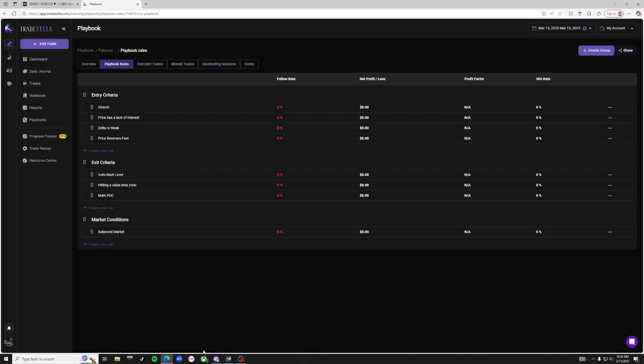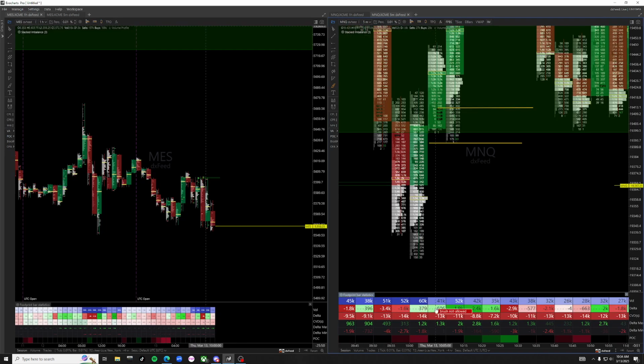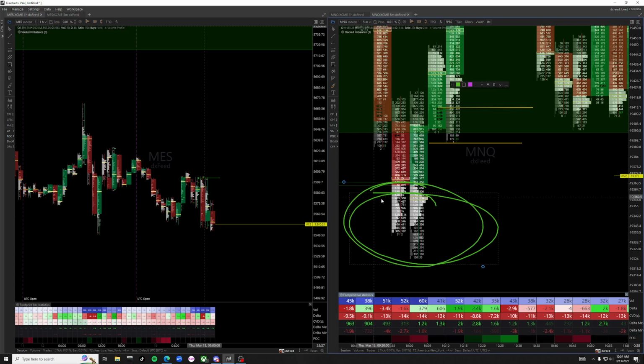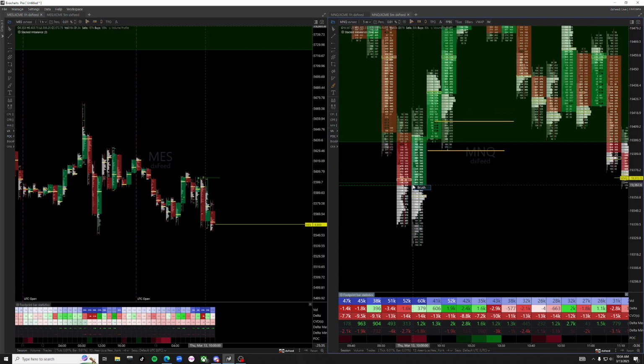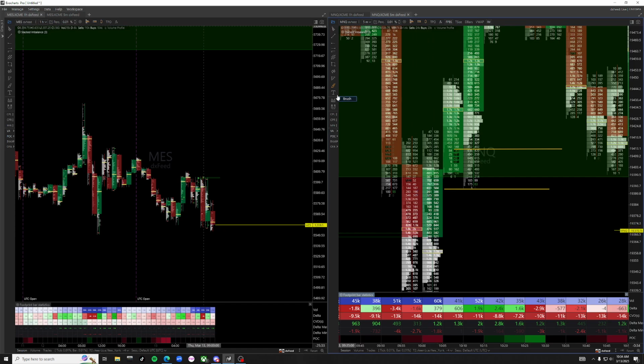So what do you see? Delta is weak. Delta weakens and weakens and weakens. And then we also get absorption. We get absorption happening. We get a huge amount of rejection, the bulk of the volume all the way down here, and we have a huge wick for rejection. And then we get live imbalances. They're not here anymore, but we got live imbalances coming up into the value area.